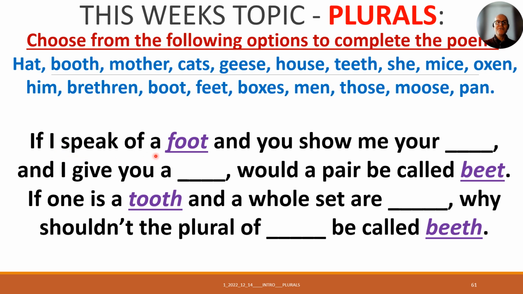If I speak of a foot and show me your blank, and I give you a blank, would a pair be called beat? If one is a tooth and a whole set are blank, why shouldn't the plural of blank be called beath?